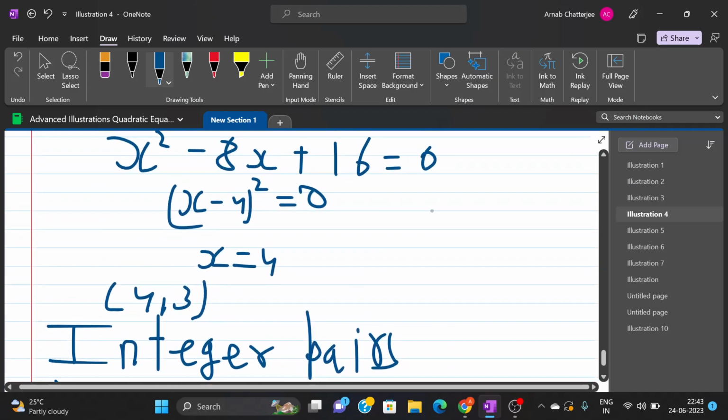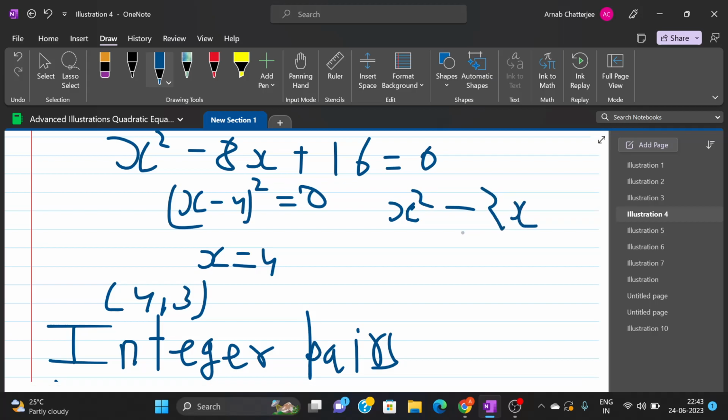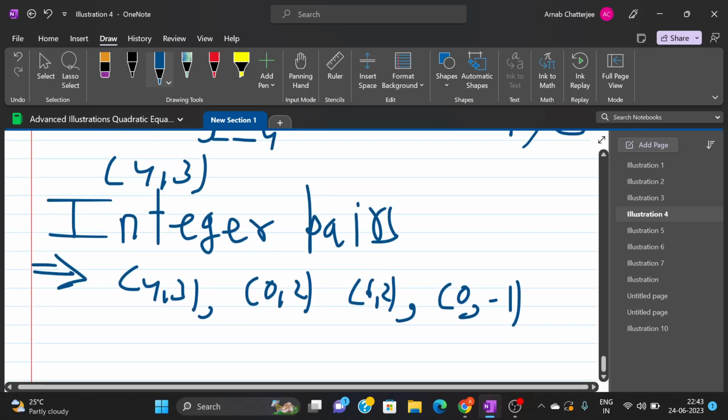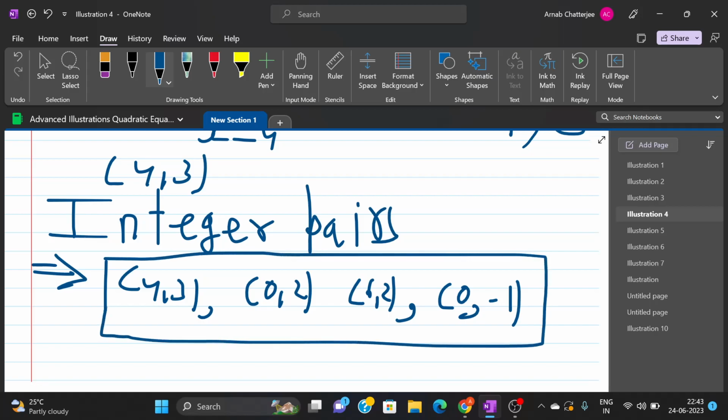The equation will be like x square minus 2x plus 4 equal to 0. Right? And this will also have no solution. So eventually not a big deal. So these are all the pairs which are possible having integer solution.